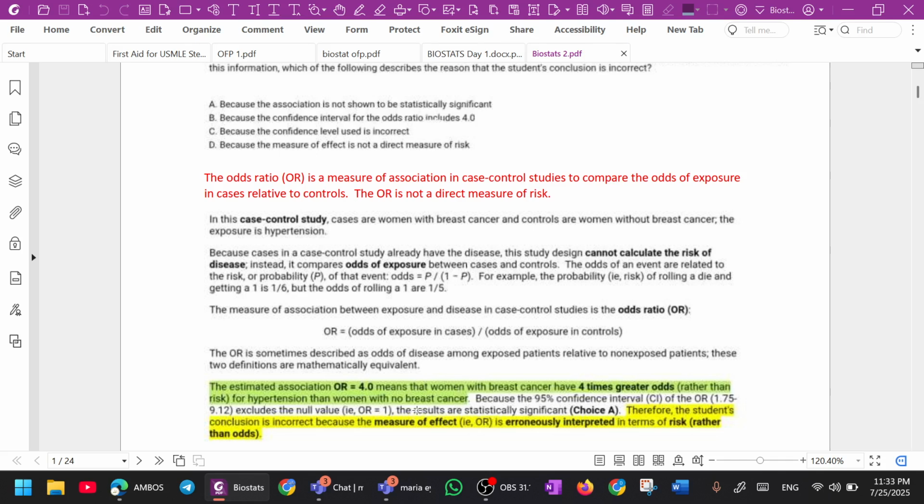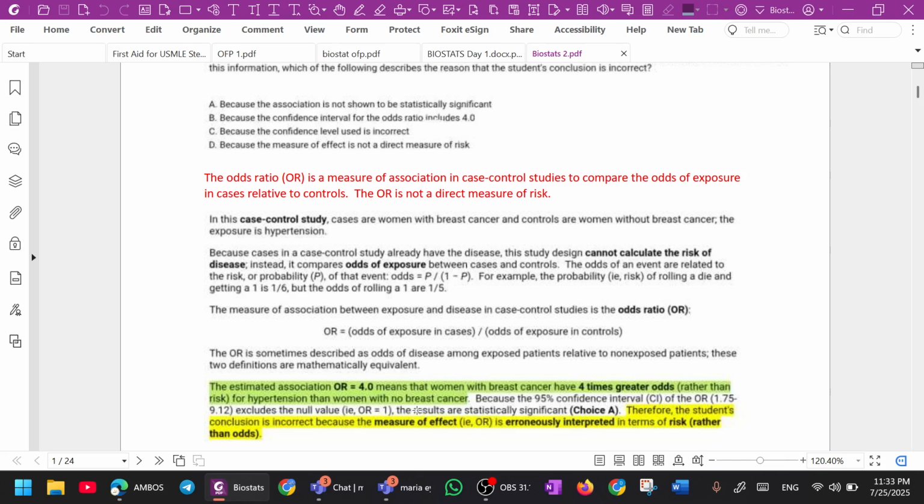The measure of association between the exposure and disease in case control studies is the odds ratio. Odds ratio is the odds of exposure in cases divided by odds of exposure in controls. The odds ratio is sometimes described as odds of the disease among exposed patients relative to non-exposed patients. These two definitions are mathematically equivalent.